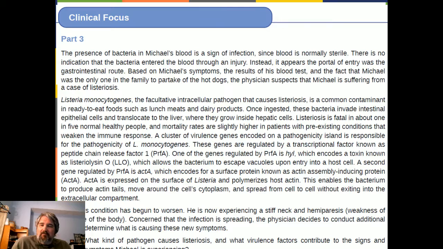Okay. Michael's condition has begun to worsen. He's now experiencing a stiff neck and hemiparesis, weakness on one side of the body. Concerned that the infection is spreading, the physician decides to conduct additional tests to determine what is causing these new symptoms.